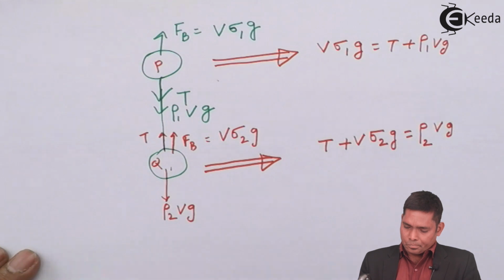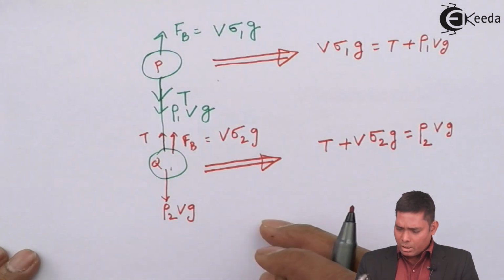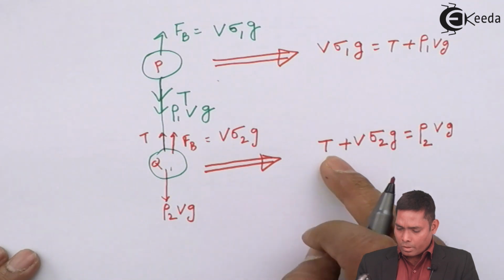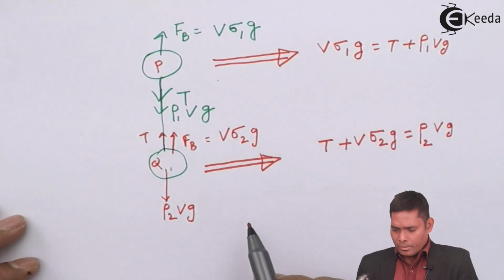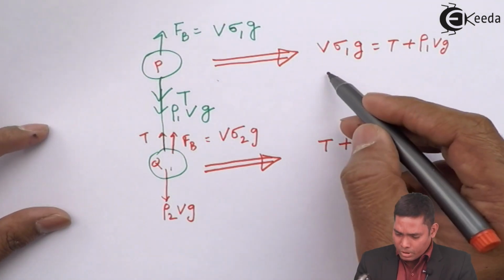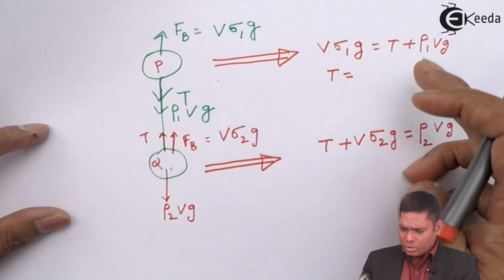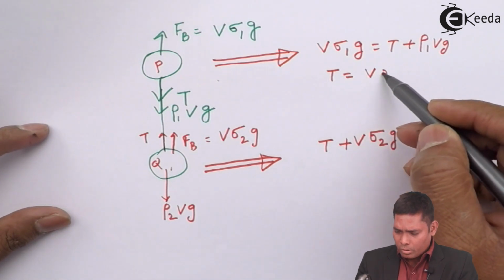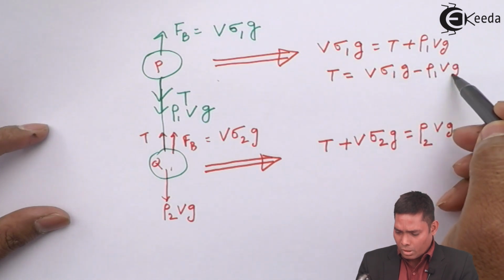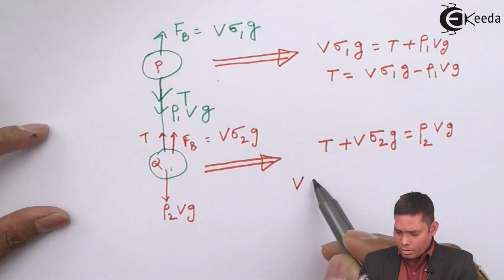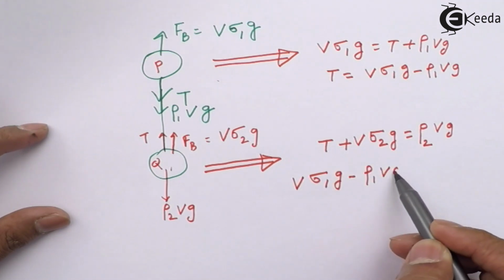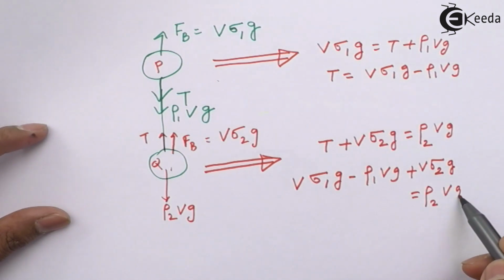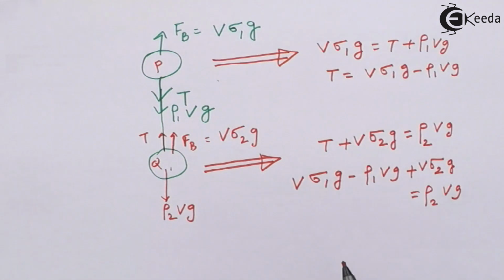Okay, now I have to eliminate this T. So in place of T, I will substitute this minus this over here. From the first equation I am getting T equals V sigma 1 g minus rho 1 V g. I substitute here, then this will become V sigma 1 g minus rho 1 V g plus V sigma 2 g equals rho 2 V g. Only substitution of this value over here.